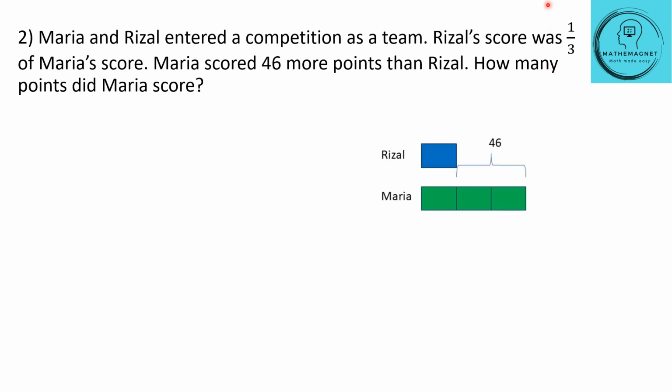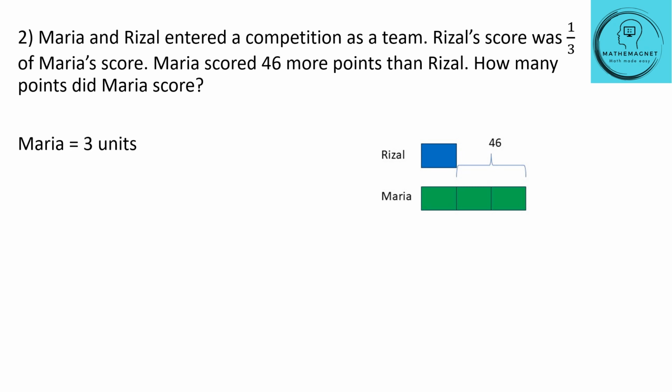Now from this fraction we know Rizal will have 1 unit and Maria will have 3 units, since Rizal's score is 1 by 3 of Maria's score. And we also know Maria scored 46 points more than Rizal, which means the difference is 2 units. So these 2 units have a value of 46. Now the question is to find the value of the entire 3 units. Let's see how to go about it.